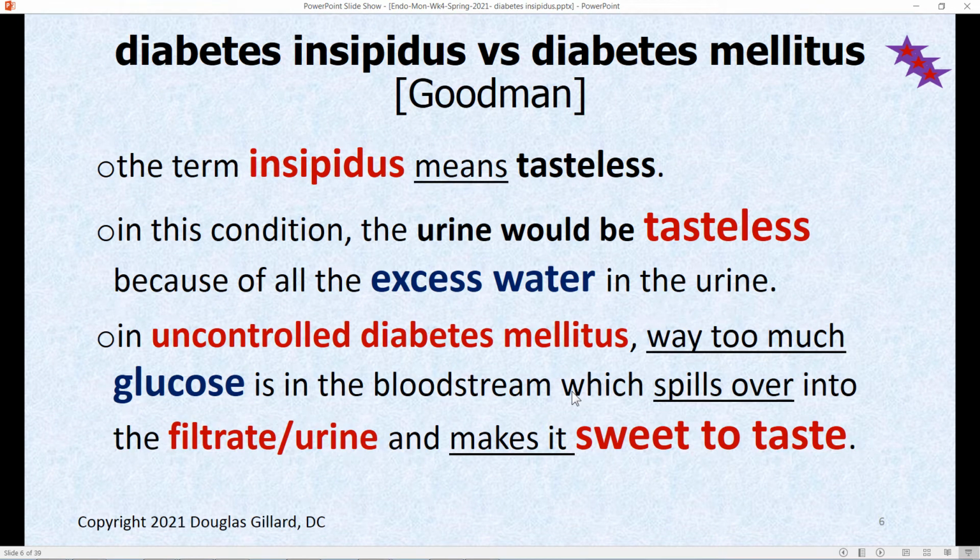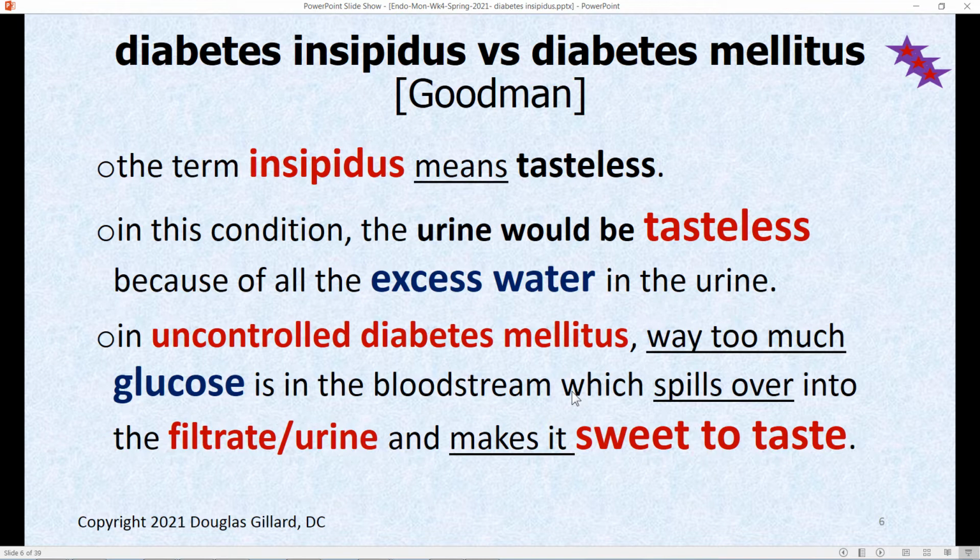What about diabetes insipidus versus diabetes mellitus? Insipidus means tastelessness. And so, heaven forbid, if you had to taste the urine, which they had to do back in the day, or smell it at least, it would taste waterless. That means insipidus. And why is it waterless? Because you're not absorbing any free water. So you have too much water in your urine.